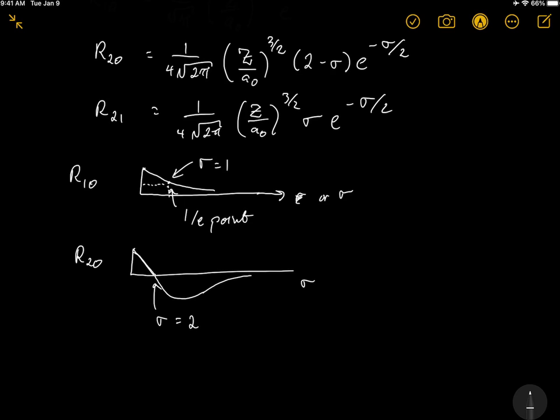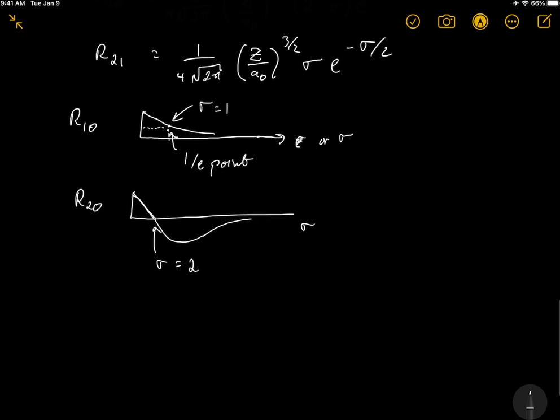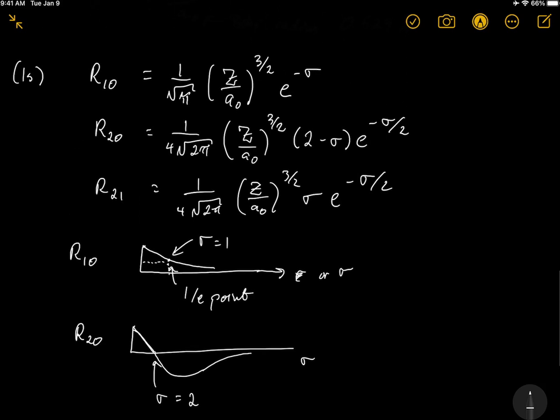And so the R10 has no nodes, or has a node at sigma equals infinity, and R20 has a node at sigma equals 2. And R20 corresponds to the 2s.